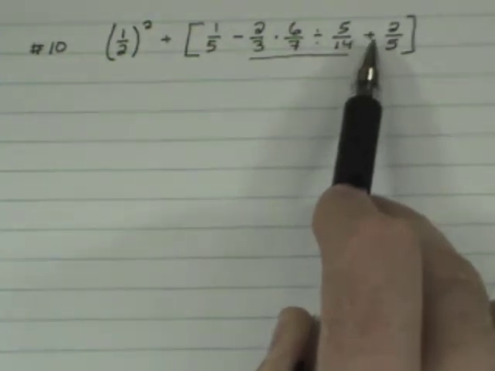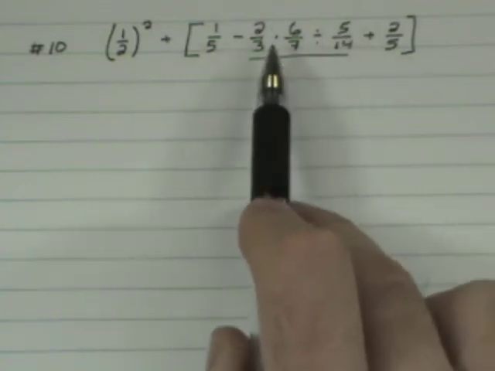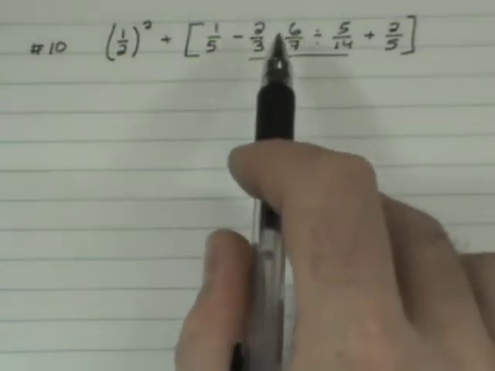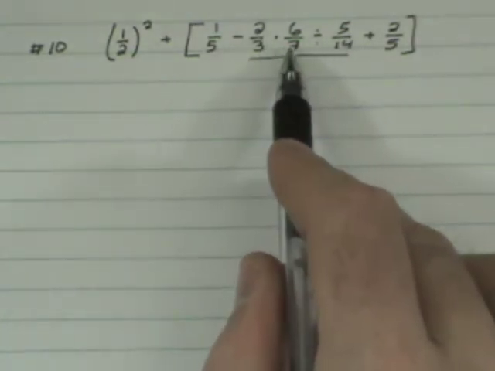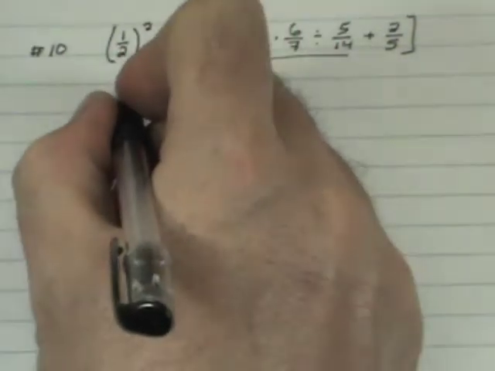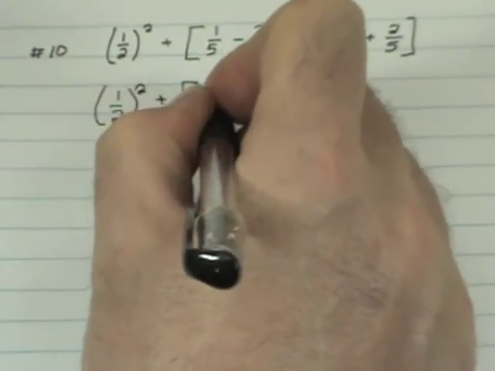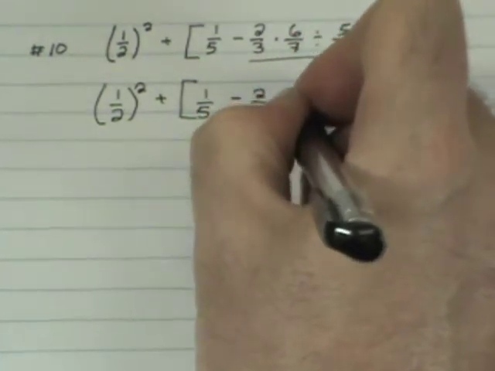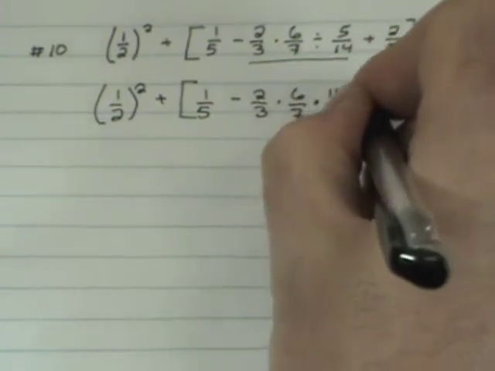Order of operations dictates that I should do the multiplication and division as I see them before doing the addition and subtraction. And so I'll focus on these three middle fractions. In order to do the multiplication here, I want to take the reciprocal of this divisor. And so I'm going to rewrite the problem where I take this reciprocal and I'll look for those opportunities to cancel. So I have 1/2 quantity squared plus 1/5 minus 2/3 times 6/7, don't forget to take the reciprocal here, times 14/5 plus 2/5.